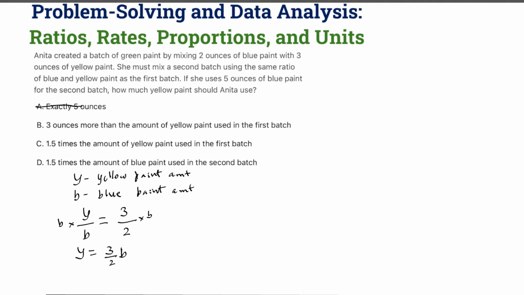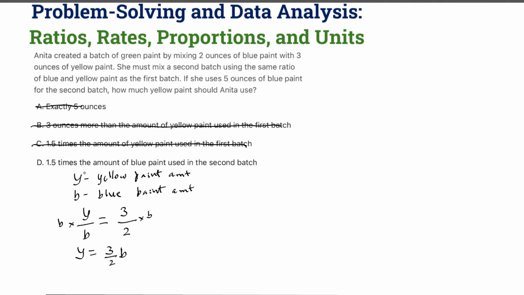B, 3 ounces more than the amount of yellow paint used in the first batch, is also incorrect because it's a proportional problem, not just adding 3 ounces itself. C is 1.5 times the amount of yellow paint used in the first batch, which is also incorrect because our formula here relates the yellow paint to the blue paint, not the yellow paint to the initial yellow paint. So C is incorrect also.